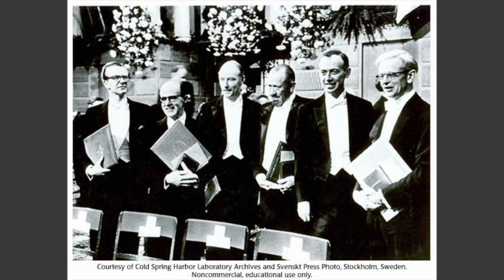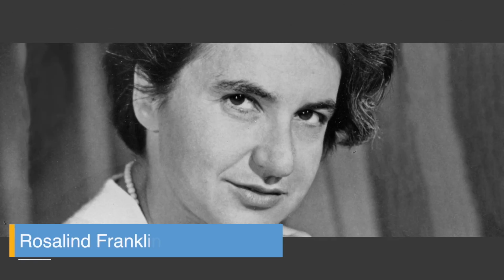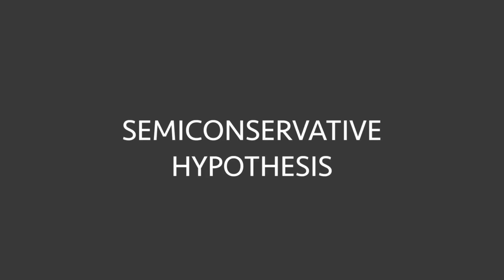James Watson and Francis Crick were awarded the Nobel Prize for their groundbreaking research on DNA structure, which outlined the basic structure of DNA we see today. Based on the preceding work done by Rosalind Franklin and other relevant work, they managed to hypothesize that the two strands of a DNA molecule separate during replication, and each acts as a template for a new strand. This hypothesis is the well-known semi-conservative hypothesis.